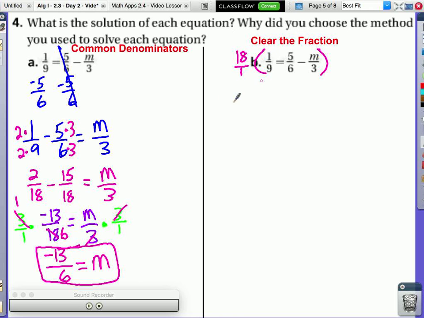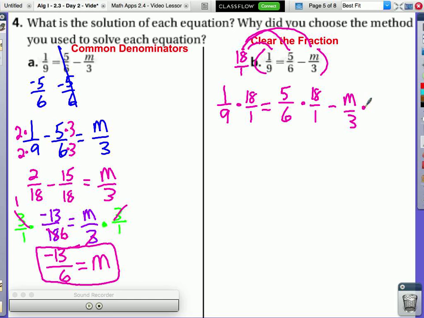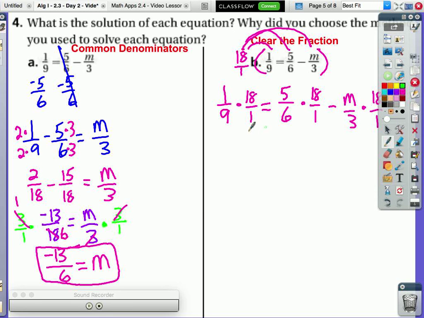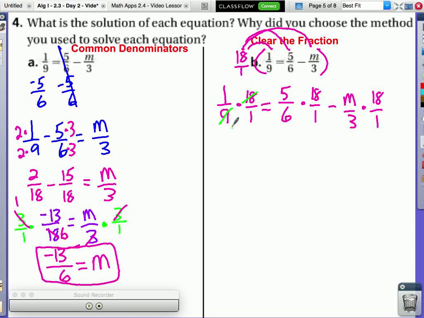So our first fraction, 1 over 9, we're going to take times 18 over 1 equals. Our second thing in parentheses is 5 over 6. We're going to take that times 18 over 1. And then finally, our last thing is minus m over 3. We're going to take that times 18 over 1. Again, by doing this, we cross cancel each fraction.